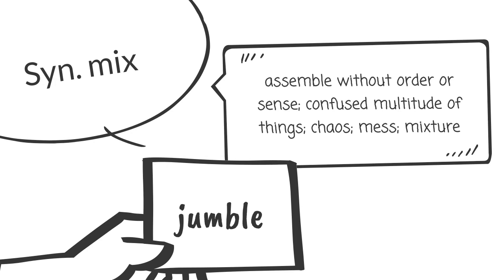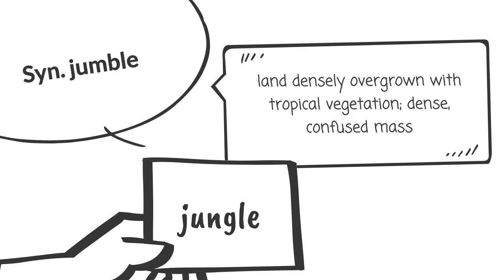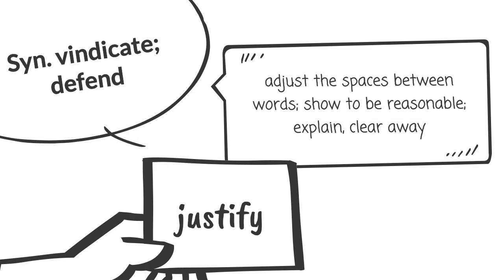Jumble. Synonym: mix. Assemble without order or sense, confuse multitude of things, chaos, mess, mixture. Jungle. Synonym: jumble. Land densely overgrown with tropical vegetation, dense, confused mass. Justify. Synonym: vindicate, defend. Adjust the spaces between words, show to be reasonable, explain, clear away.